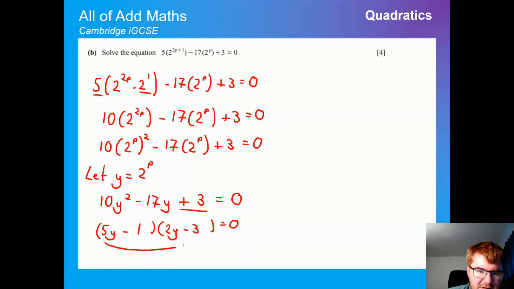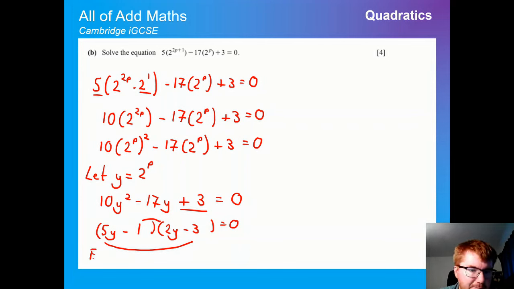Check those cross terms if you're not happy with that. So 5y times minus 3 is minus 15y, minus 1 times 2y is minus 2y, minus 15y minus 2y is minus 17y. All good. At this point, then we can solve this quadratic.